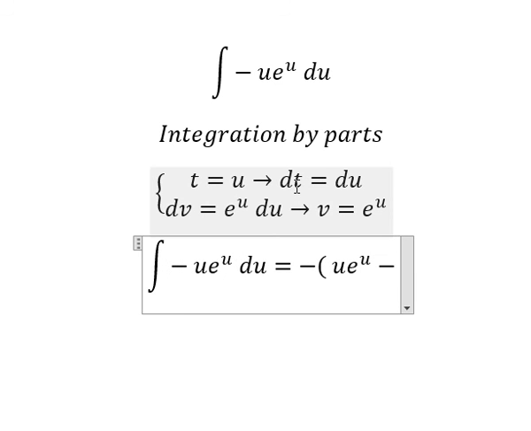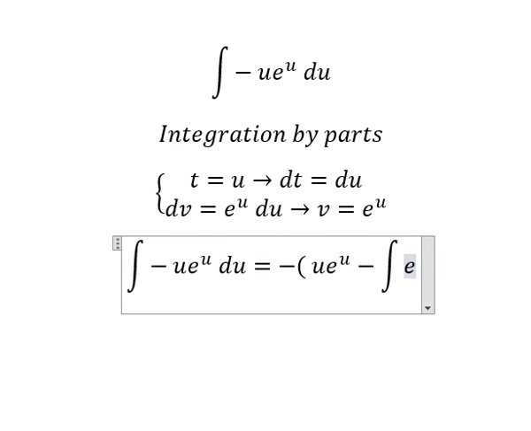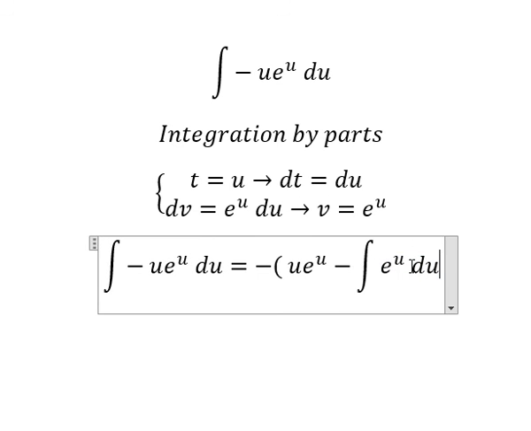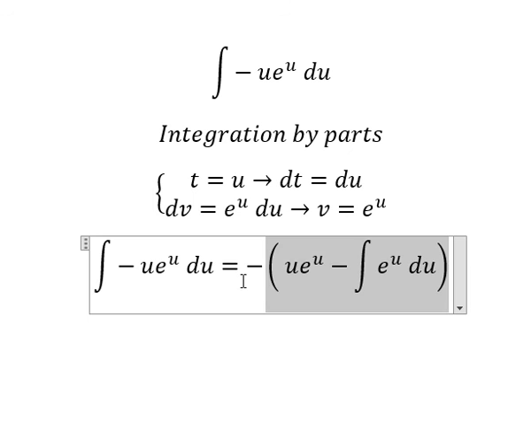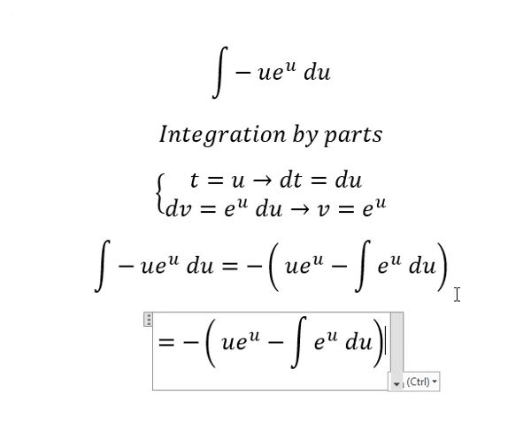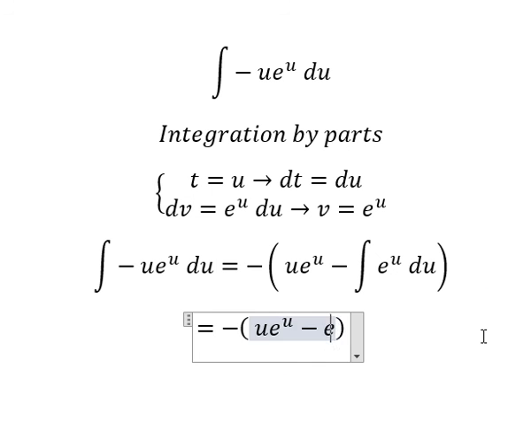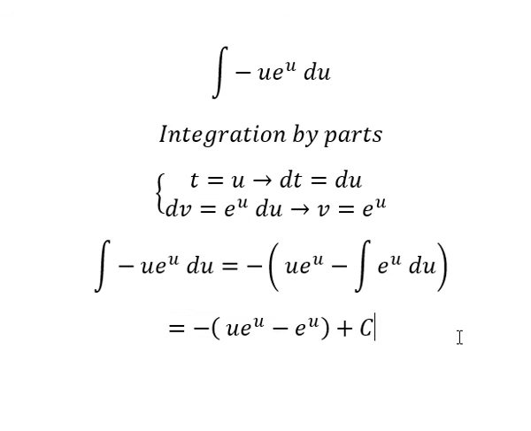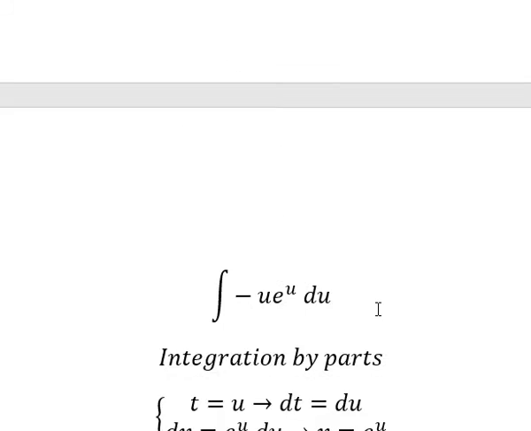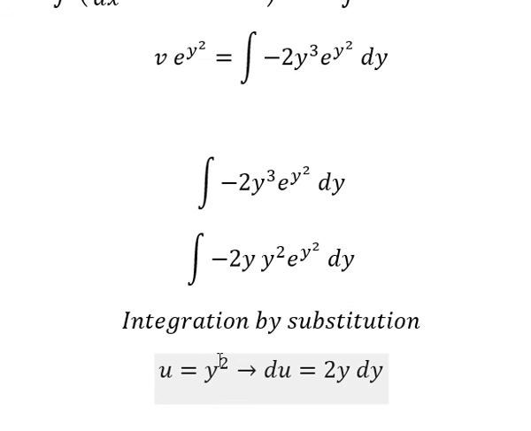Minus, we have dt multiplied by v, so we have the integration of e to the power of u du. So the integration of this one, we have e to the power of u, and then we put c. About u, that is this one.